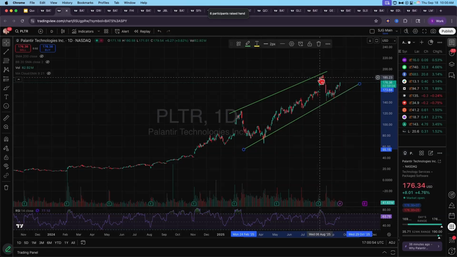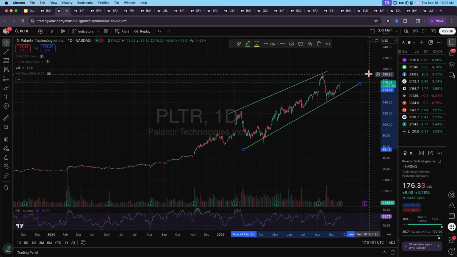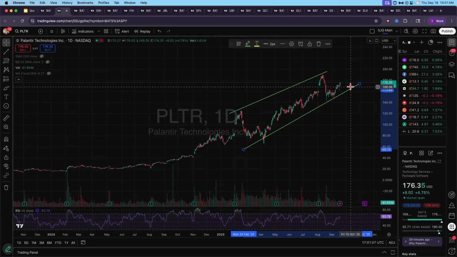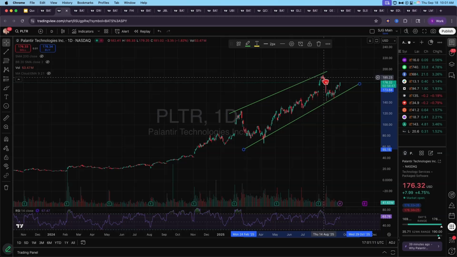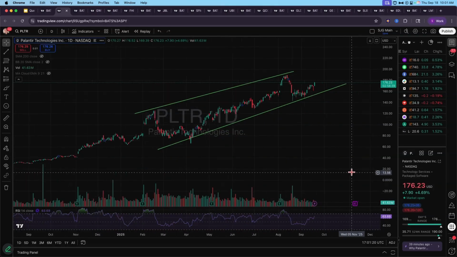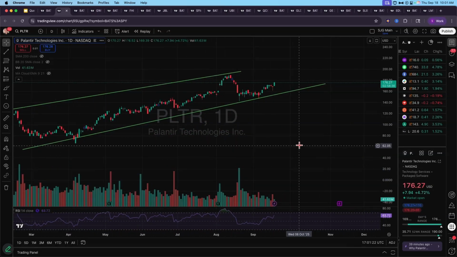My expectation on this is going to be, I think, a cup and handle. So this is going to form a cup. Then it's probably going to come back up to here, probably chop sideways a little bit. And I would be looking to potentially get long this if it were to pull back near this line, or if it broke out above this old high right here. If it broke out above that 185, that would tell me that it was breaking out of that cup and handle pattern.